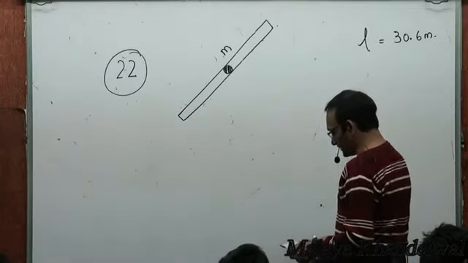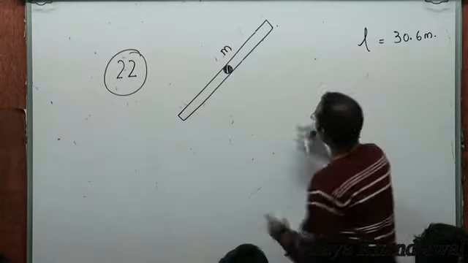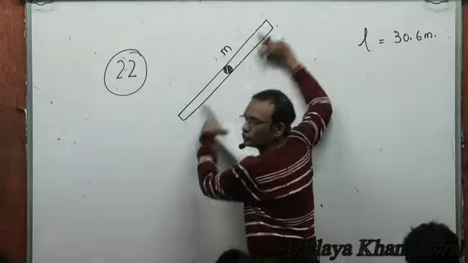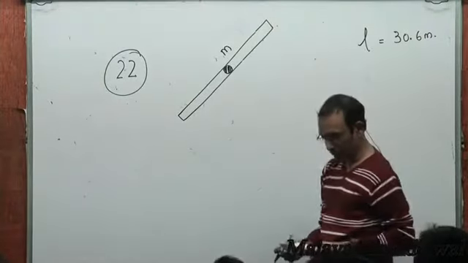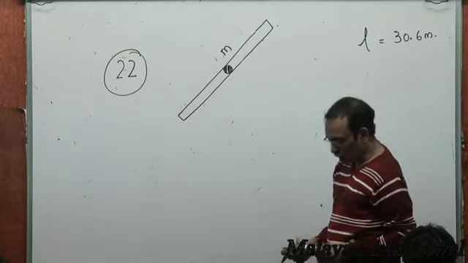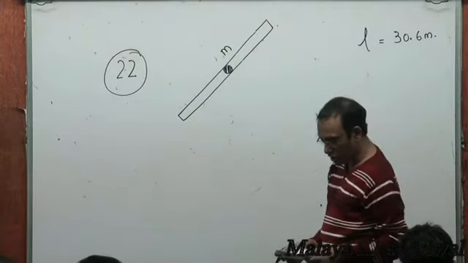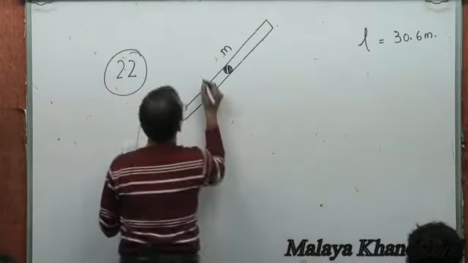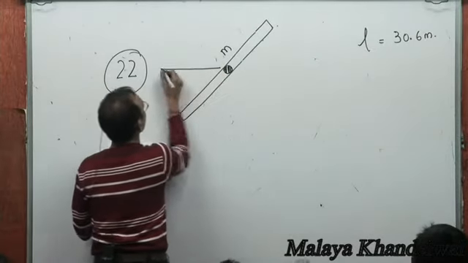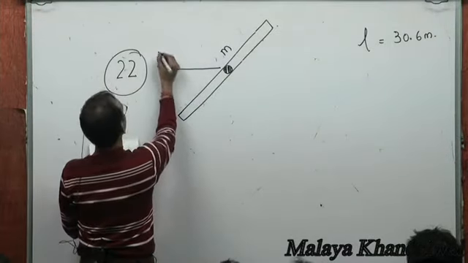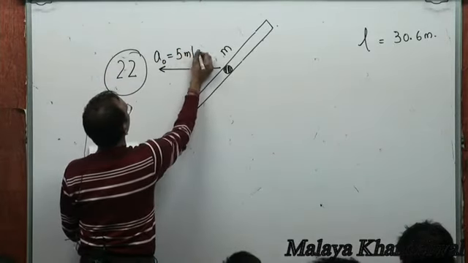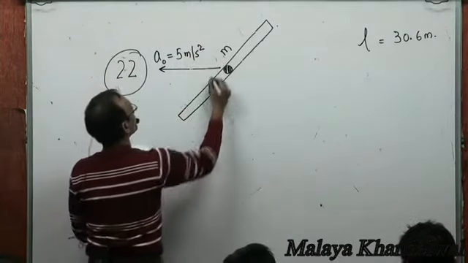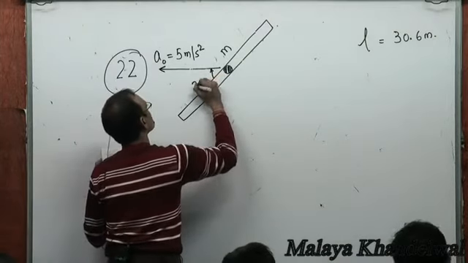Now, at the initial moment, the bead is in the middle of the rod. This is L by 2, this is L by 2. The rod moves with a constant acceleration a naught of 5 meters per second squared to the left at an angle of 37 degrees.